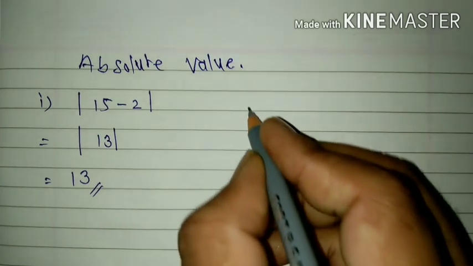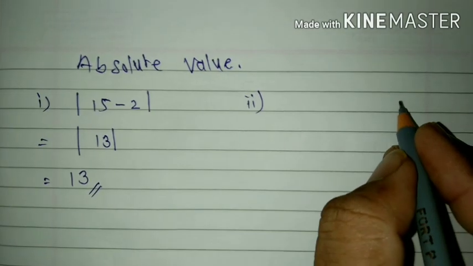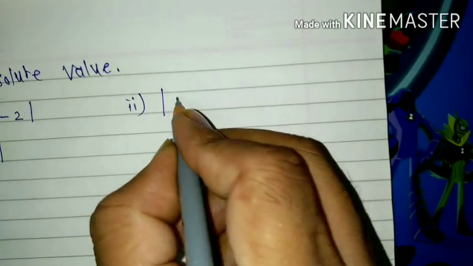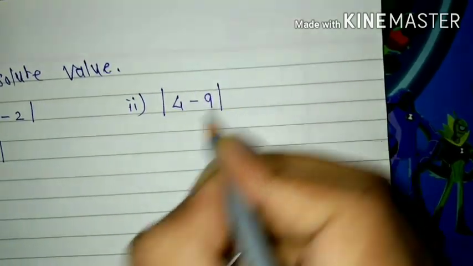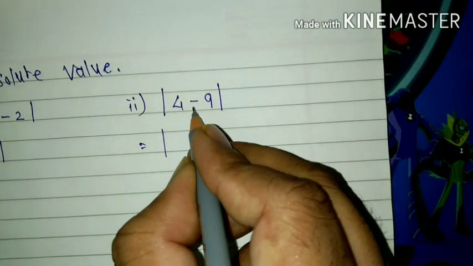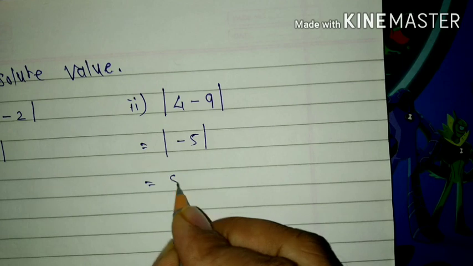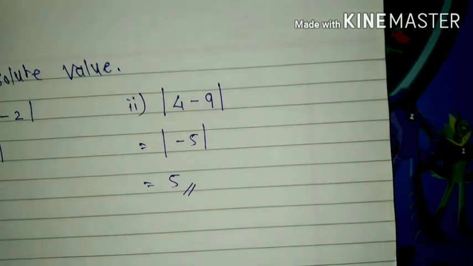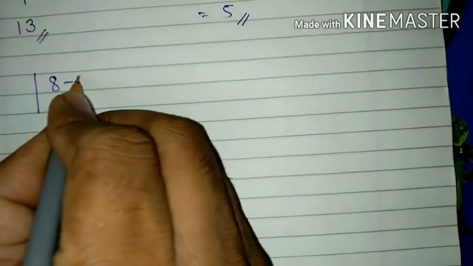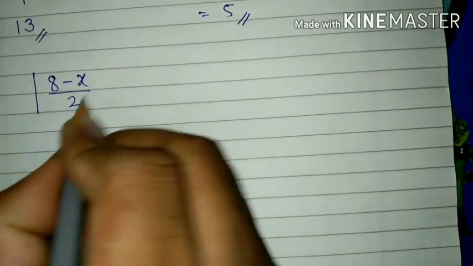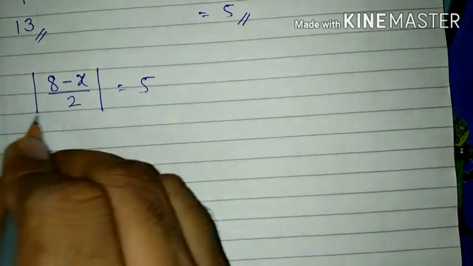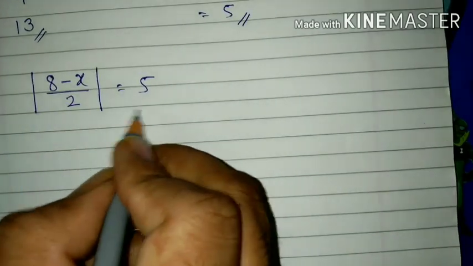Okay, I am taking the second sum. Suppose this is mod of 4 minus 9 is equal to 4 minus 9 is equal to minus 5. So mod of minus 5 is equal to 5 without a sign. Okay, now let us see one more sum. Given that mod of 8 minus x upon 2 is equal to 5. In the mod, 8 minus x upon 2 is equal to 5.